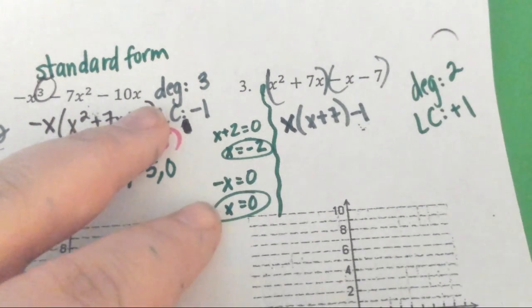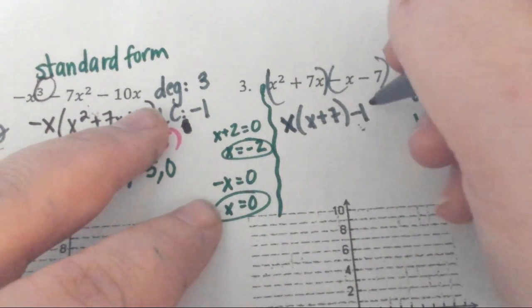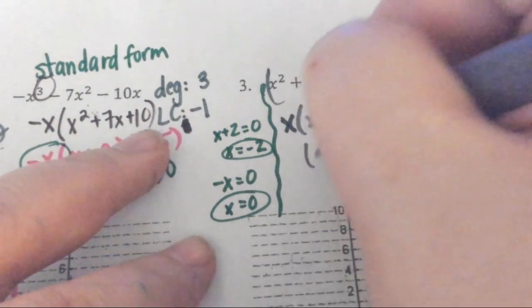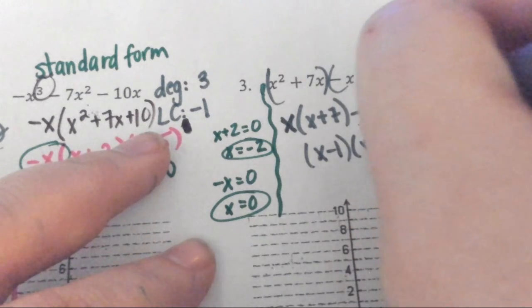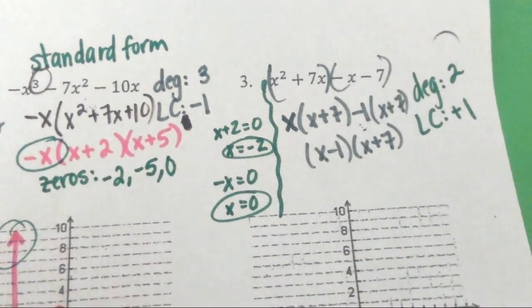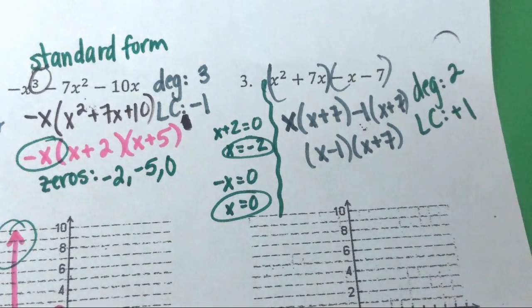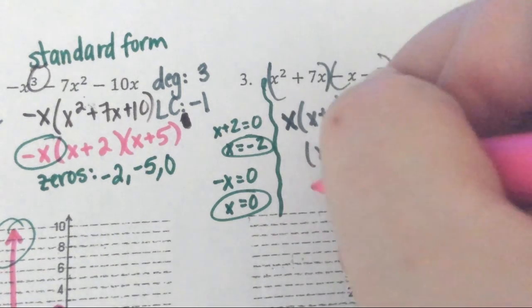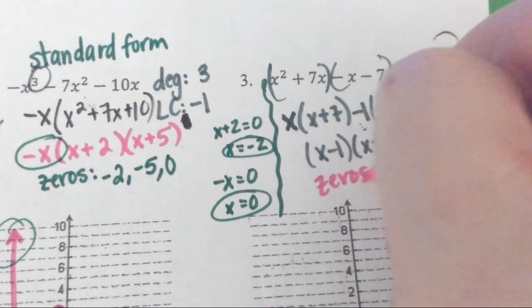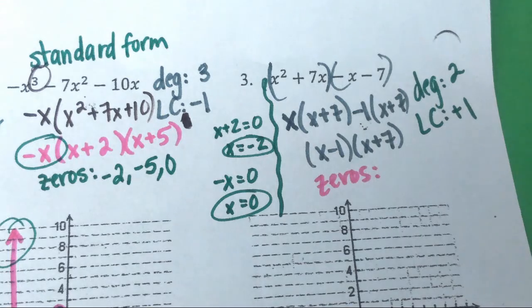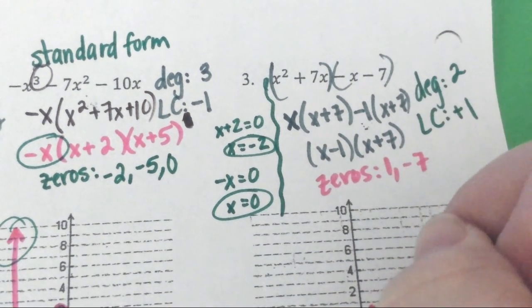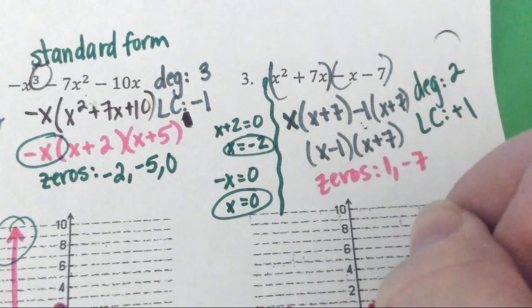I'm going to write it. Do you have to write the 1? Absolutely not. Okay, so that means we're doing x minus 1 and x plus 7. Take another point. Okay, the reason we did all that is so we could figure out the zeros. So our zeros are at 1 and -7.